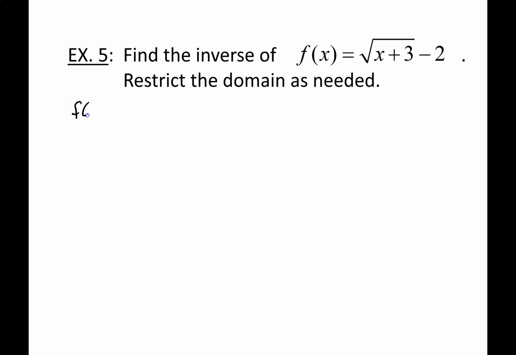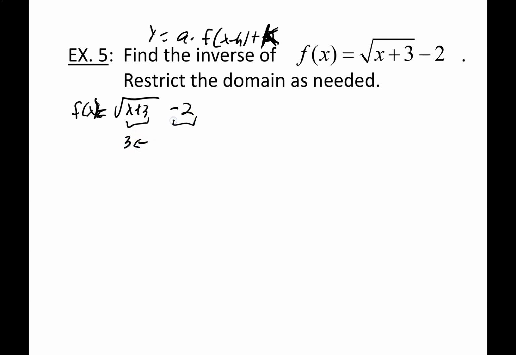Over here, I got f of x equals square root of x plus 3, minus 2. Again, look at your transformation form, your vertex form. Minus 2, or plus k would probably be better. And what do I have? Well, that inside is telling me I'm going 3 to the left. This right here, the minus 2 at the end, tells me I'm going 2 down.